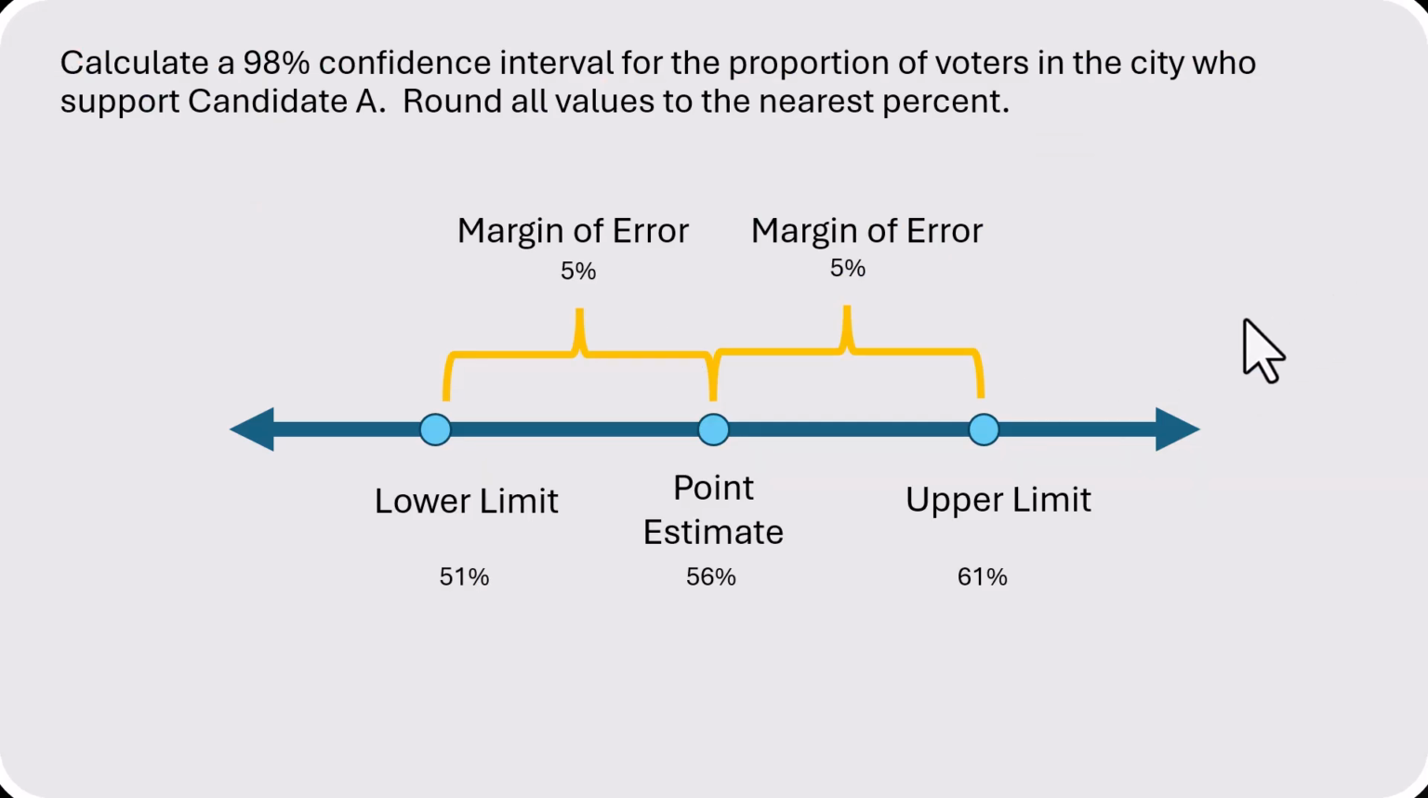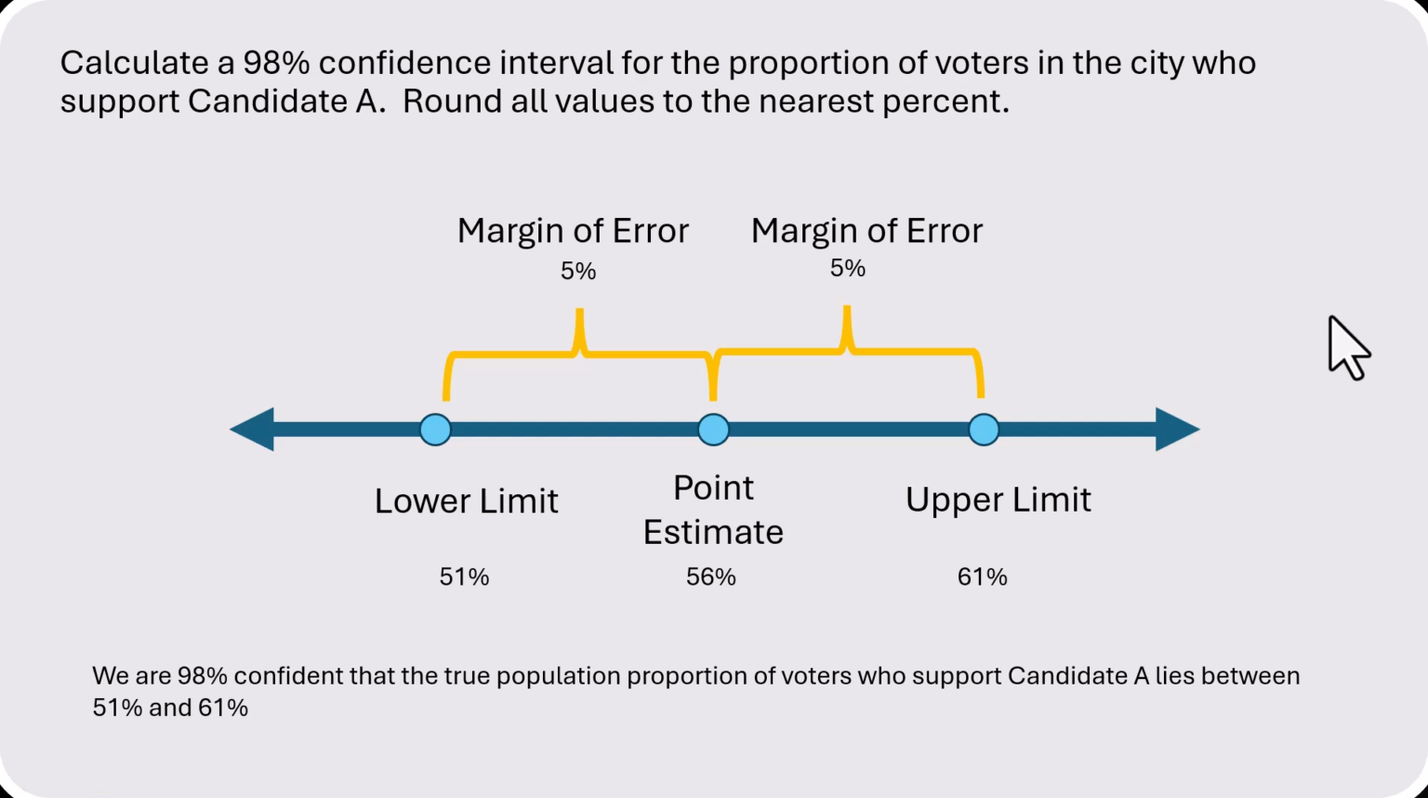Last but not least, now that we have constructed our confidence interval, let's summarize our findings. We would say that we are 98% confident that the true population proportion of voters who support candidate A lies between 51 and 61%.